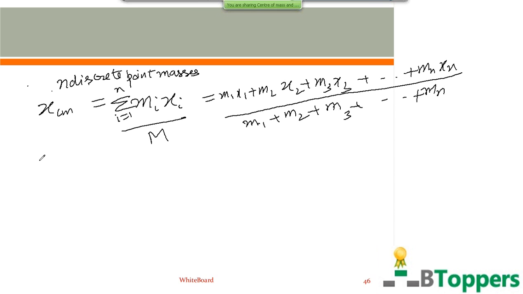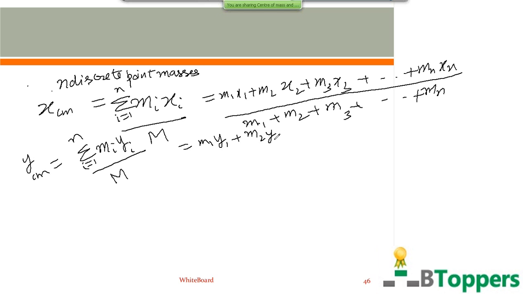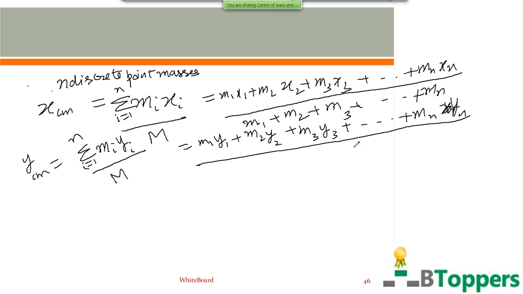In the same way, we write the y coordinate of the center of mass of a system of n discrete point masses as sigma m_i y_i divided by capital M, where i varies from 1 to n. Or it is given by m1 y1 plus m2 y2 plus m3 y3 etc. up to mn yn, divided by m1 plus m2 plus m3 up to mn.